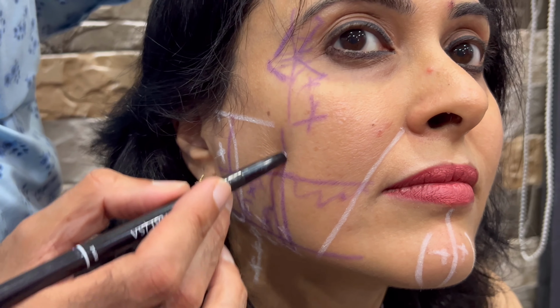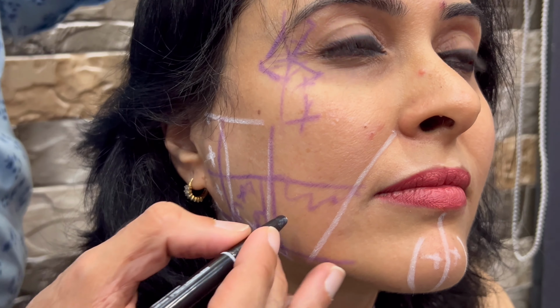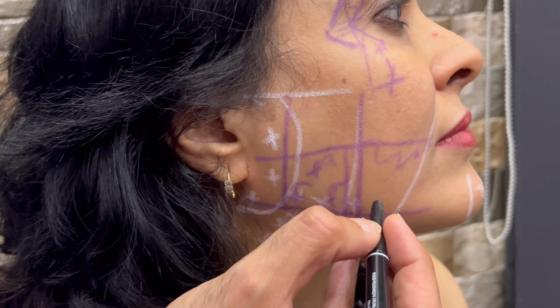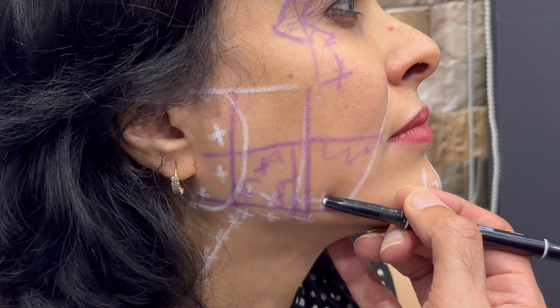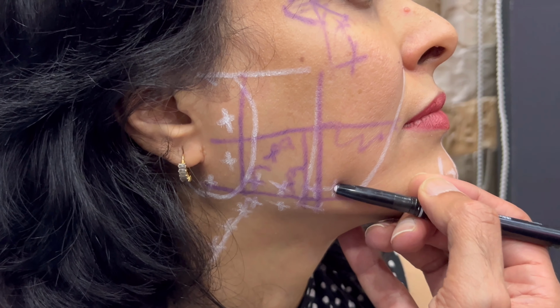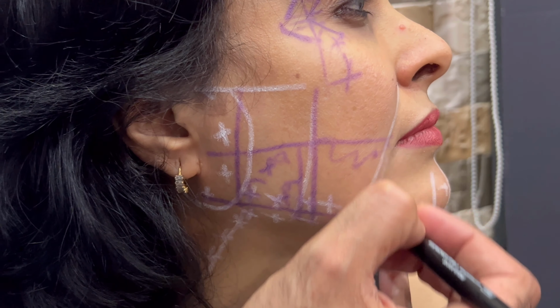Okay. And the masseter. Right in the middle, here. 2 to 5 units, needle directed in this direction. So you're always going away from the DLI, which is here.